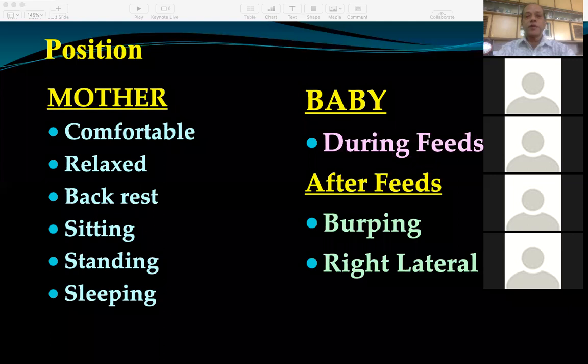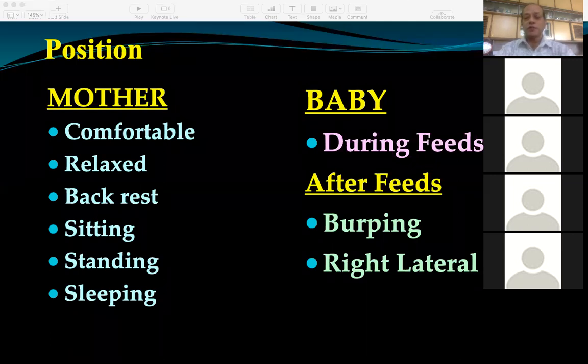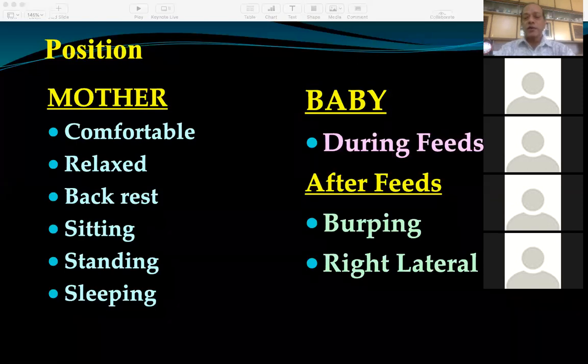And after the feed, burping is very important, which will prevent vomiting subsequently. And in right lateral position, the baby should be kept for 10 to 15 minutes. This will also prevent the regurgitation of the feed.